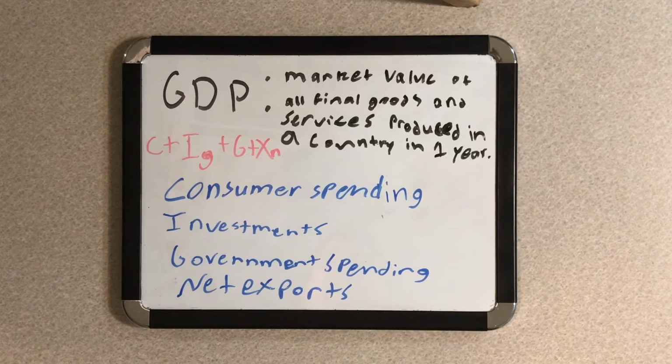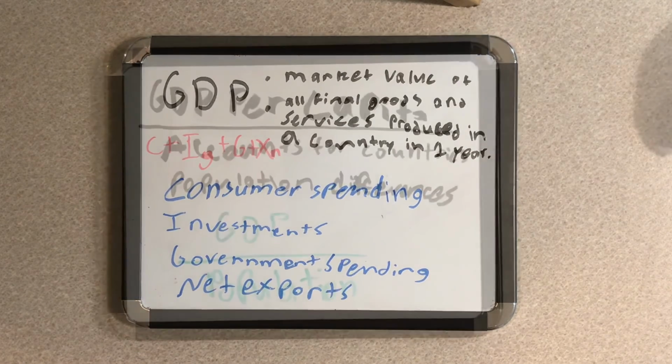GDP, or gross domestic product, is the market value of all final goods and services produced in a country in 1 year. It can be calculated by adding consumer spending, investments, government spending, and net exports together using the formula C plus I sub G plus G plus X sub N.